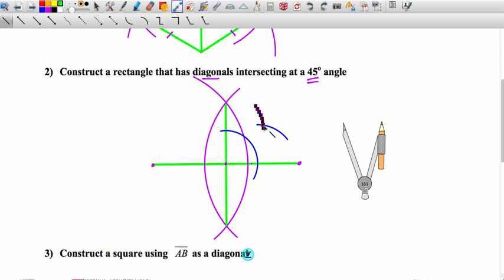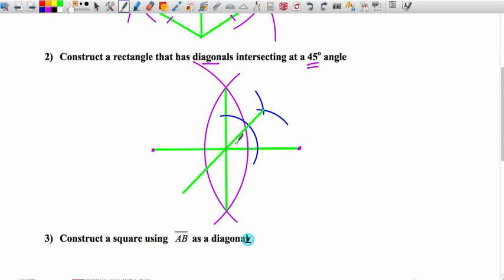Okay, so I'm going to take a segment and go through, just like that. Essentially what I've guaranteed here is I have a 45-degree angle inside here. And so we have diagonals intersecting at 45 degrees. The diagonals that are intersecting at 45 degrees are this diagonal over here and this diagonal over here.